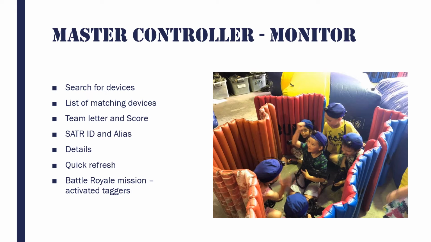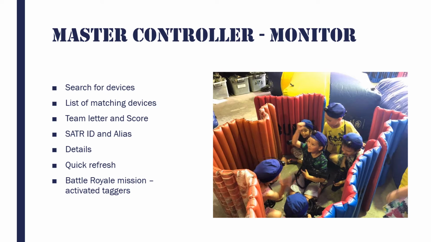Pull the trigger. Scroll through to the device role you wish to monitor, such as flag box. Pull the trigger to start the search. Searching has longer range if a radio repeater is placed correctly in the middle of the field. Scoring has the team letter and score shown on the left-hand side. The right-hand side has the unique SATR ID and alias.